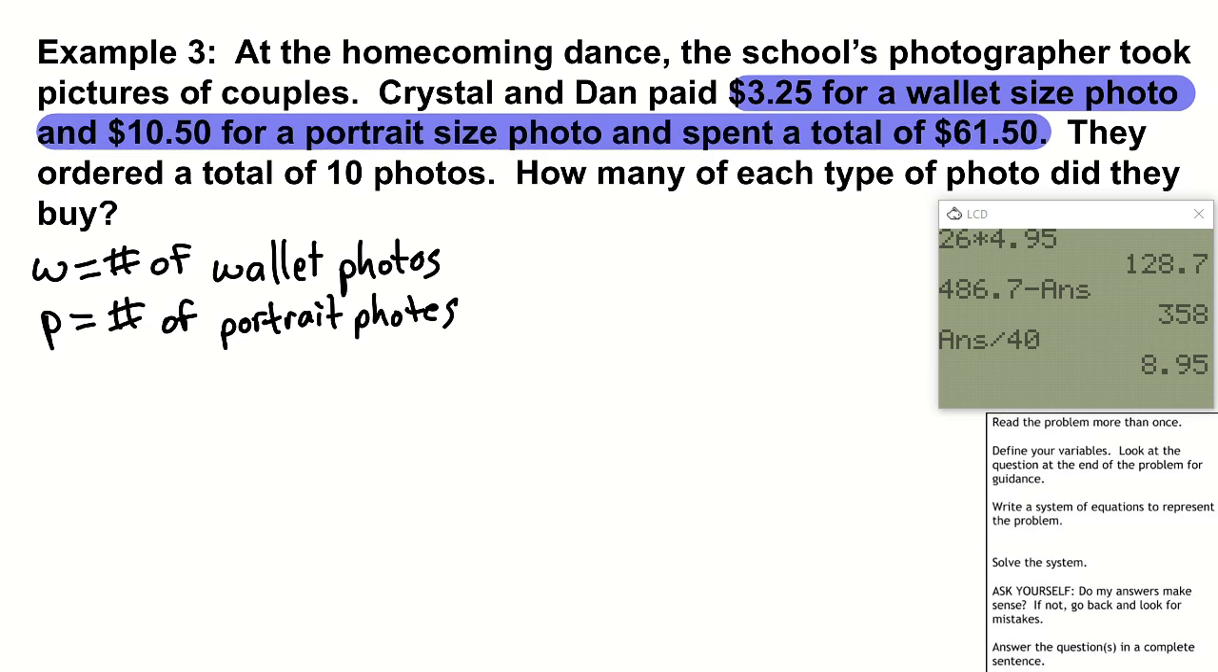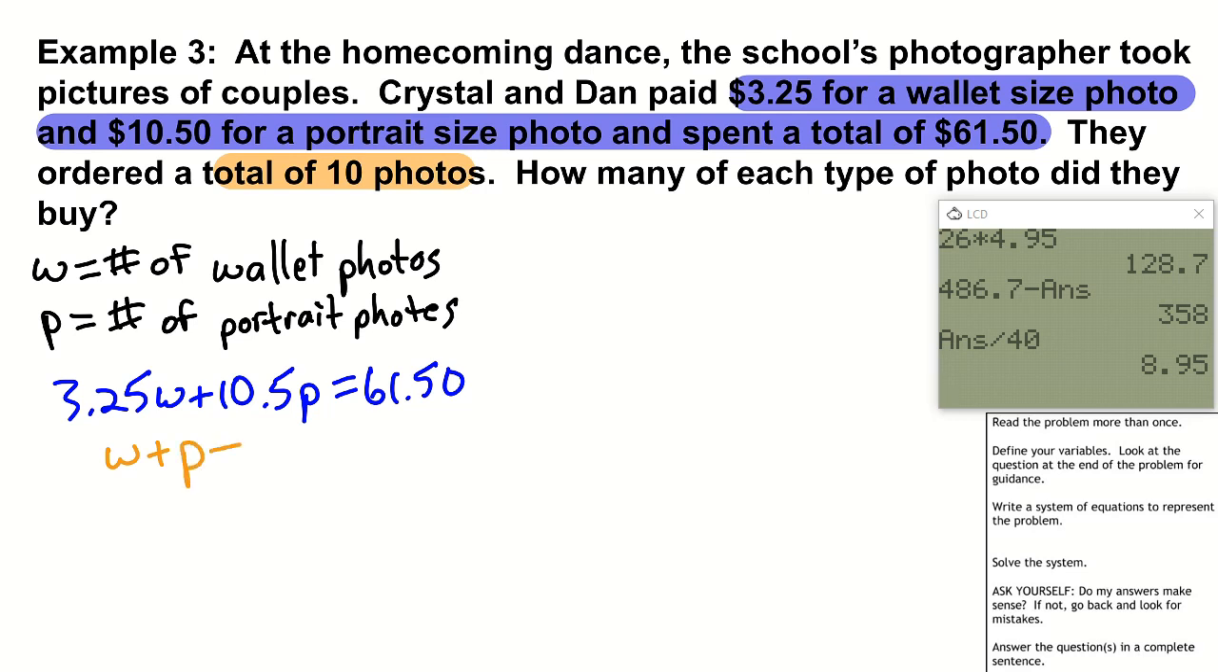So here, I know that $3.25 times a wallet gives me the total amount spent on wallet-sized photos, plus $10.50 times the number of portrait photos, so this gives me the amount spent on portrait photos, is a total of $61.50. There is one of my equations. The other equation, total of 10 photos. So that tells me that the number of wallet-sized photos, W, plus the number of portrait-sized photos equals 10.